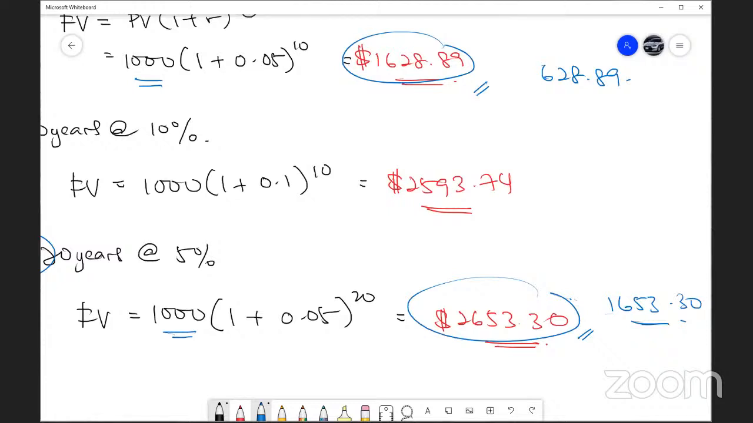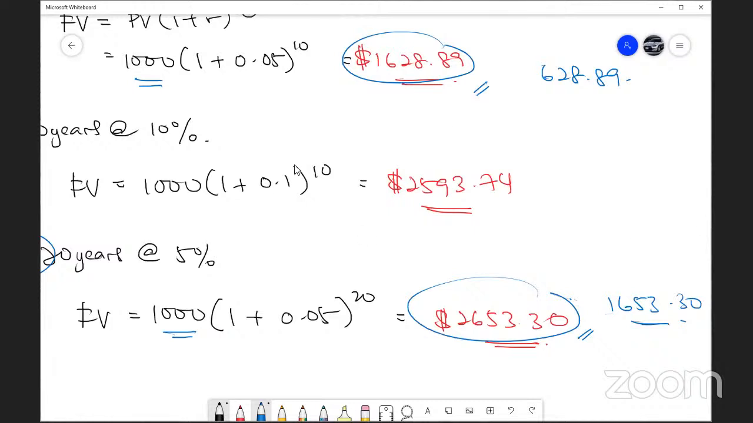Okay, so I hope that you guys can practice this on your own, whether you're going to use a scientific calculator or the financial calculator. Make sure that you master both of them. Okay, all right, so we're done with that. We move to 3 now.